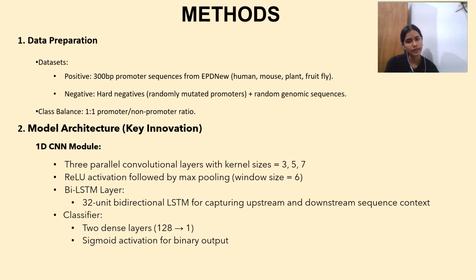Now, coming to the model architecture, our model combines three 1D CNNs with different kernel sizes, 3, 5, and 7, to detect various motif patterns. Then an RNN model, in this case a bi-LSTM with 32 units, which captures the forward and backward context in the sequence. Finally, we use two dense layers ending with a sigmoid output to classify the input as promoter or non-promoter. The ones with probability greater than 0.5 will be considered as promoter and the others as not.